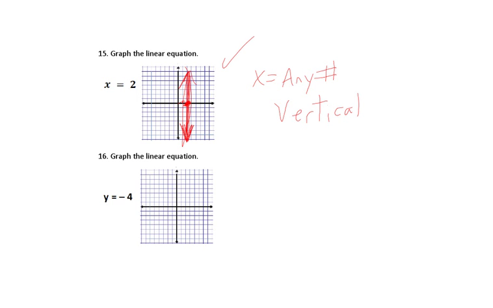Well, guess what? If x is vertical, then that means y must be horizontal. So first find out where y is negative 4. Okay, 1, 2, 3, 4. And then this time draw a straight line going left to right.